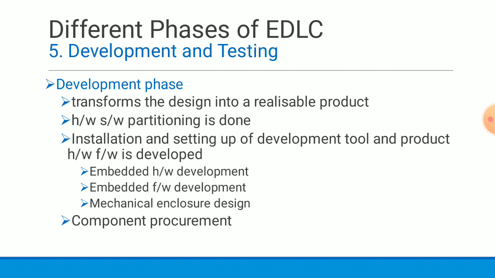Okay, so the development activities are of three types, that is embedded hardware development, embedded firmware development and mechanical enclosure design. The first one is embedded hardware development. Embedded hardware development refers to the development of component placement platform like PCB. It can be done using CAD tools and its fabrication using CAM tools. The second one is embedded firmware development. It is performed using the embedded firmware development tools. The third one is mechanical enclosure design. It is performed with CAD tools like SolidWorks and AutoCAD.